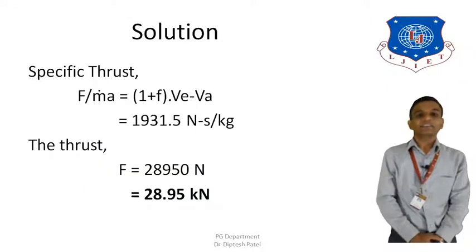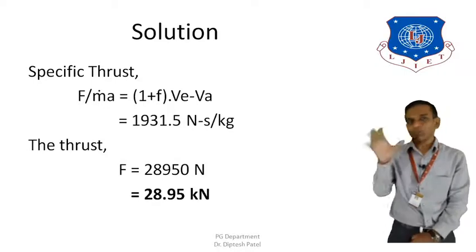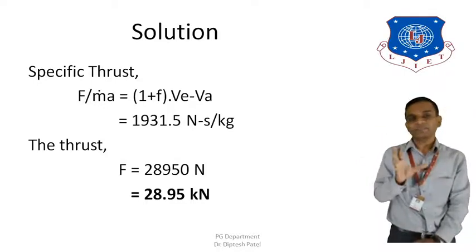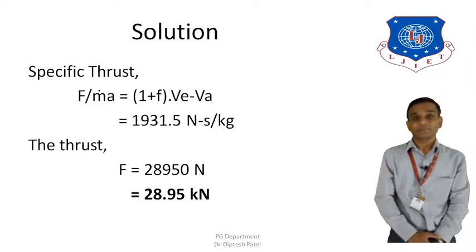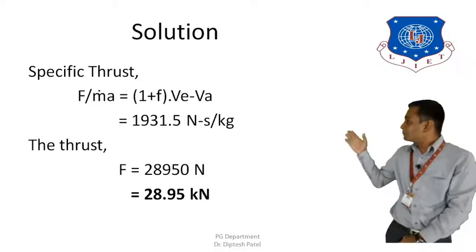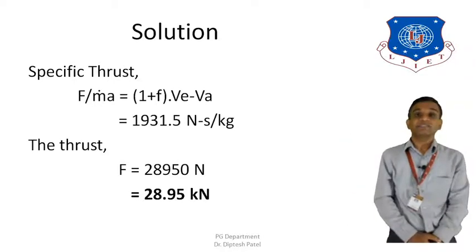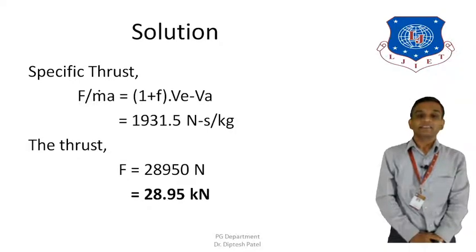Then the specific thrust. Since we know that specific thrust is equal to F upon ma, therefore I'll get the equation 1 plus f into Ve minus Va. Now we got all those values. We already calculated these values. Ve is the exhaust velocity, Va is the velocity of aircraft, and f is the fuel air ratio. Once we put the values here, we'll get the specific thrust, which is equal to 1931.5 Newton second per kilogram.